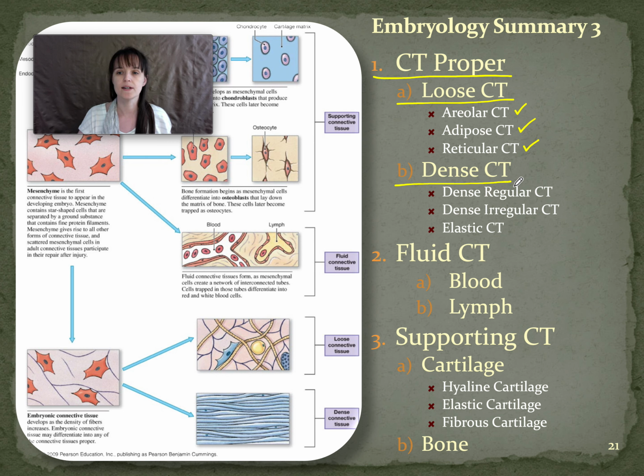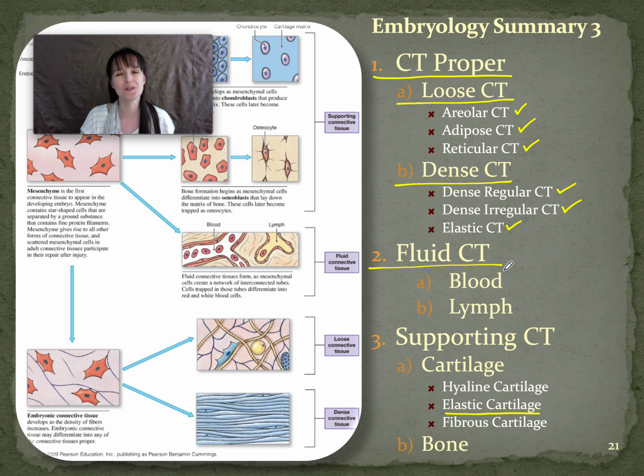And then B there is dense connective tissue. So these are all the connective tissues proper, the 3 loose connective tissues and the 3 dense connective tissues. And of these 3, we learned one in lab, the dense regular connective tissue. We're going to add dense irregular connective tissue and elastic connective tissue, which should not be confused with elastic cartilage. Different stuff. We'll learn about that here in not this video. Shorter videos.